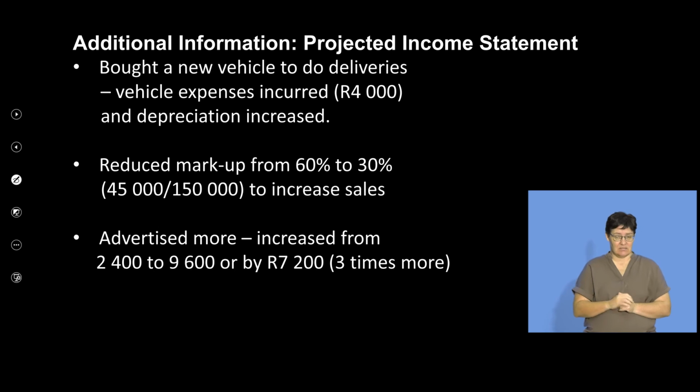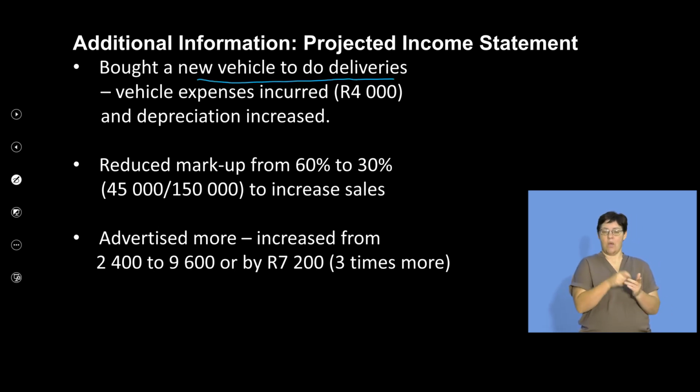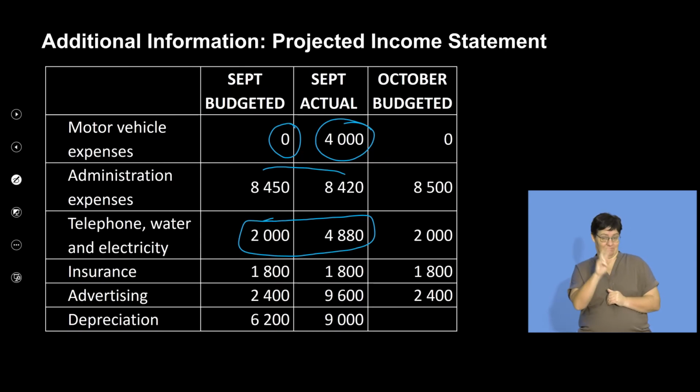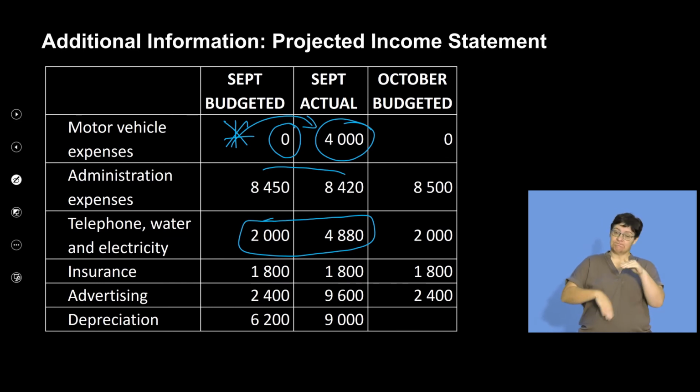that we bought a new vehicle to do deliveries, right? And your vehicle expenses went up to 4,000 Rand and your depreciation increased. Watch, you had a zero budget for your vehicle expenses, but because of the competition, because of the new vehicle that you bought, clearly you can see the expenses went up to 4,000 Rand.